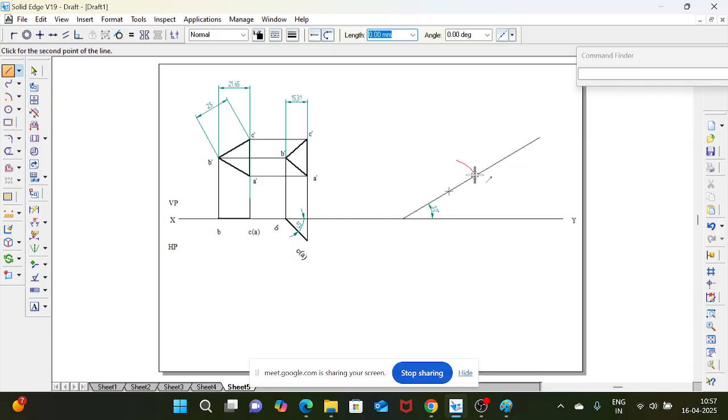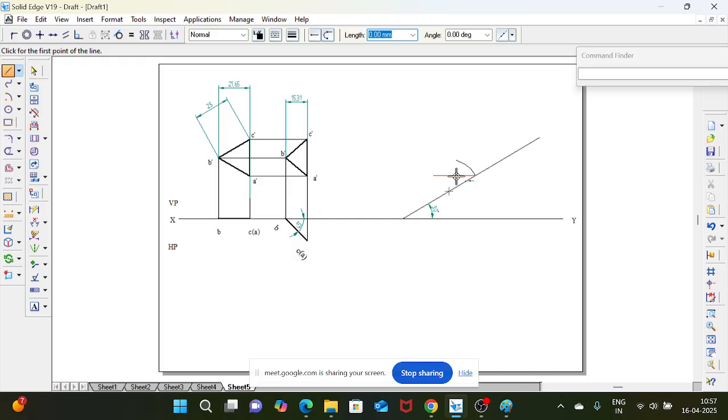From that point you need to draw the locus towards the left side, because when you draw towards the left side, the distance between the locus point and the arc center will decrease. If you draw towards the right side, it will increase. Here it is reduced, from 21.65 to 15.31. You have to draw the locus towards the back side so that the distance will decrease.